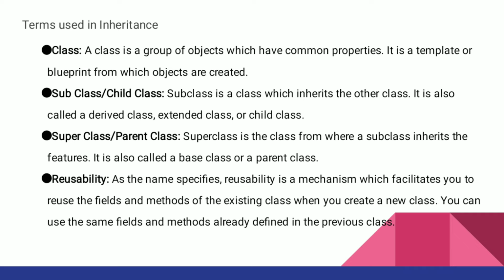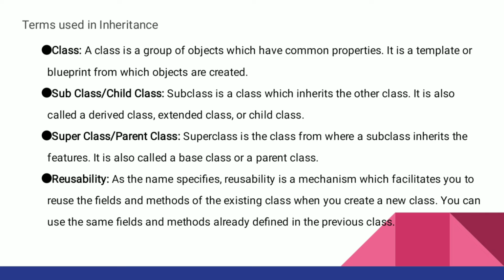Terms used in inheritance. First is class. A class is a group of objects which have common properties. It is a template or blueprint from which objects are created. Next is subclass or child class. A subclass is a class which inherits the other class. It is also called a derived class, extended class, or child class.